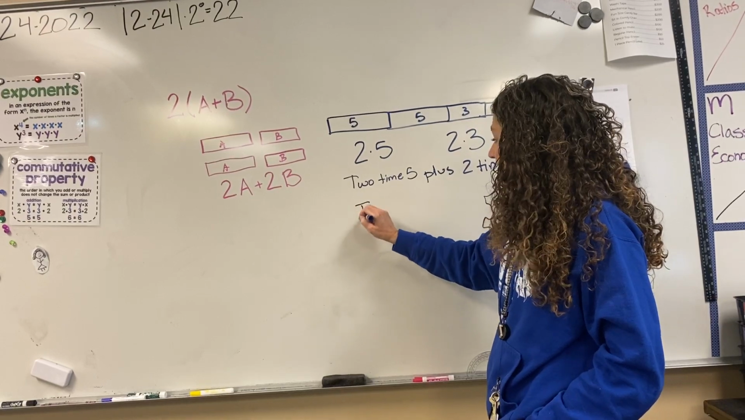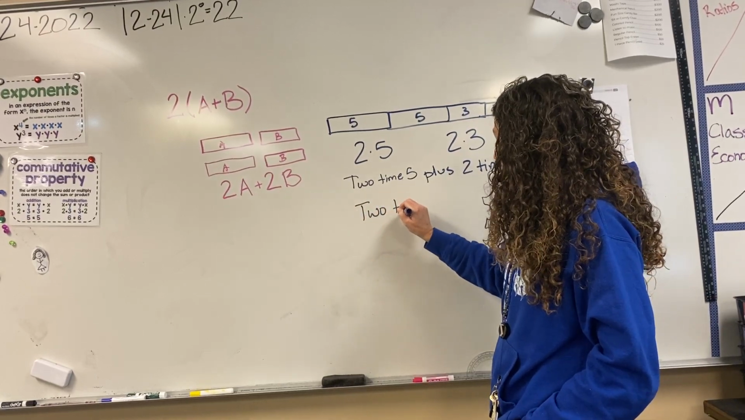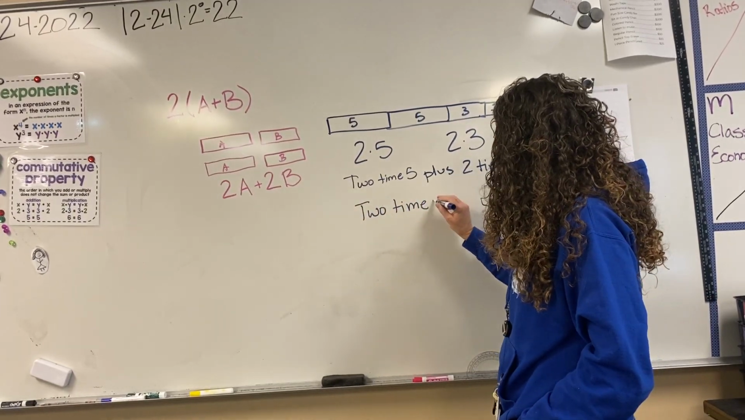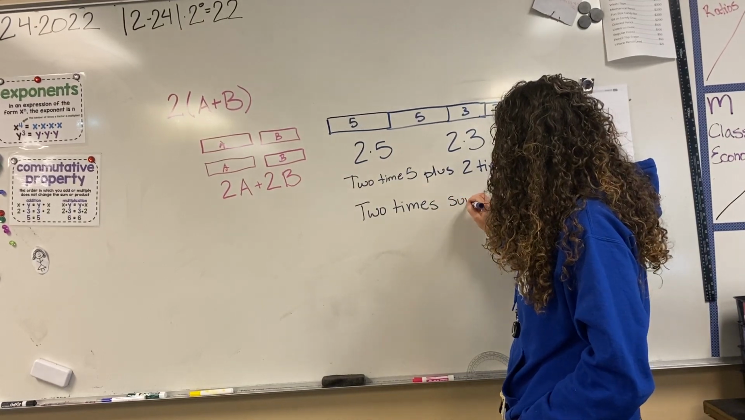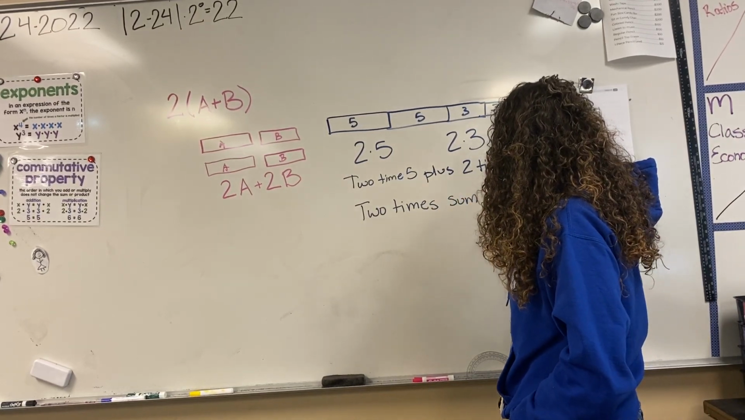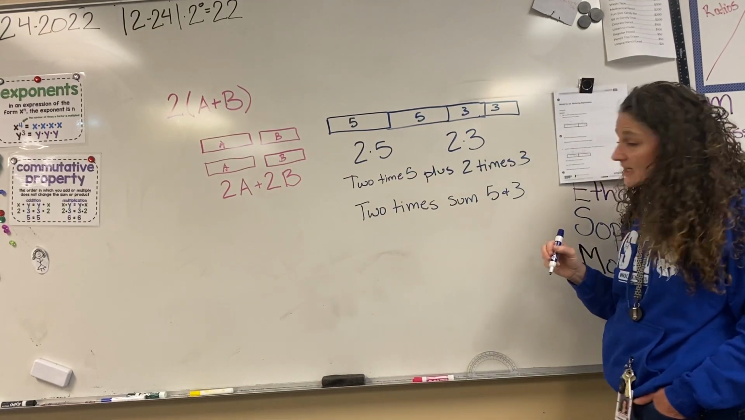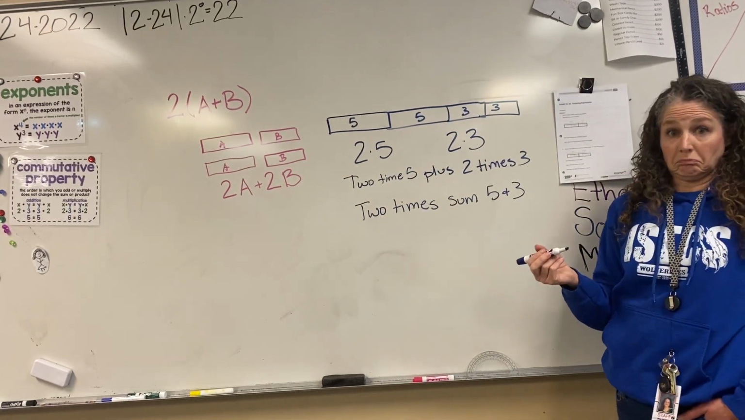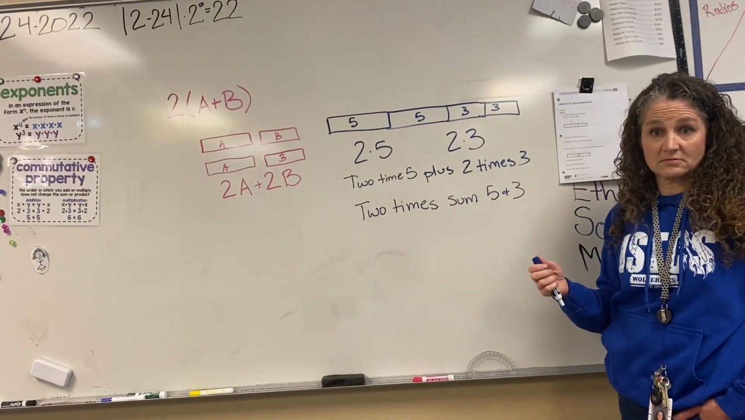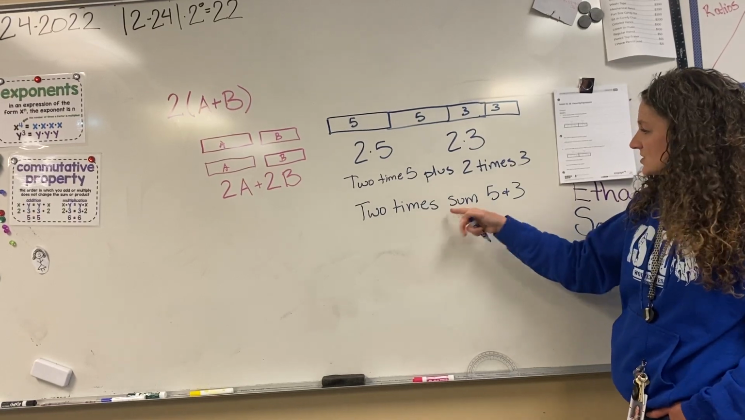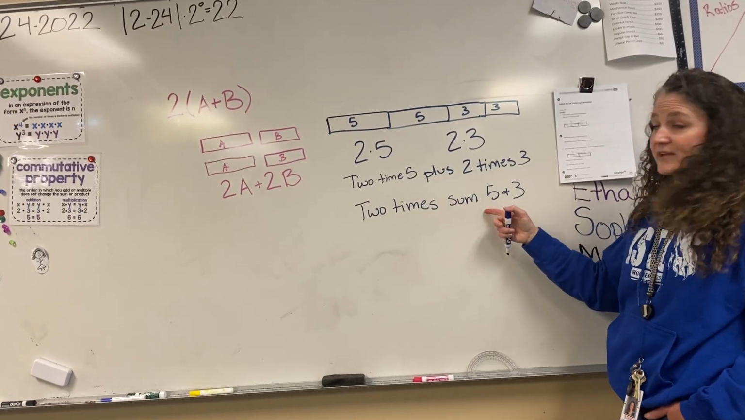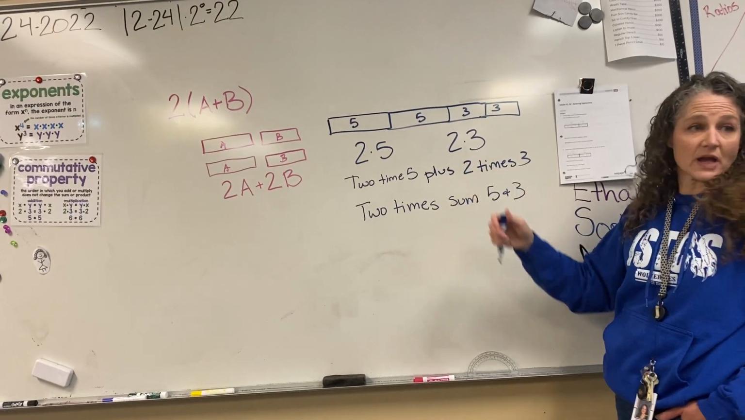2 times the sum of 5 and 3. Is that also correct? Yeah. Is either one more correct? No, this one uses fewer words, so if we're feeling lazy. But they're both correct.